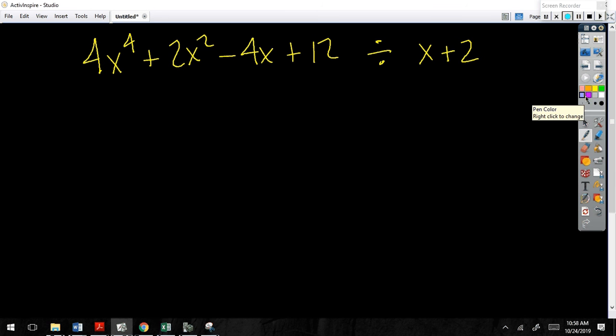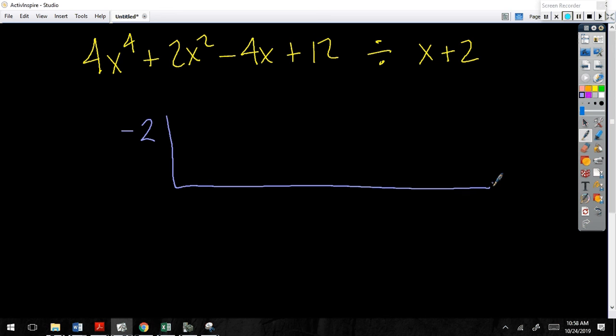What goes on the outside? The opposite, so it's negative 2. But don't we need to add our placeholder? We're going to put our placeholders in. You don't have to add it here, you can add it as you set up. Synthetic is quick, easy, down and dirty division. You don't have to do a whole lot of extra stuff with it. I'm going to start with 4. But look, I'm missing a power of 3, so I'm going to put a 0 there. I've got a power of 2, of 1, and a constant. Do you see why the 0 is there? It's holding the place for that column.